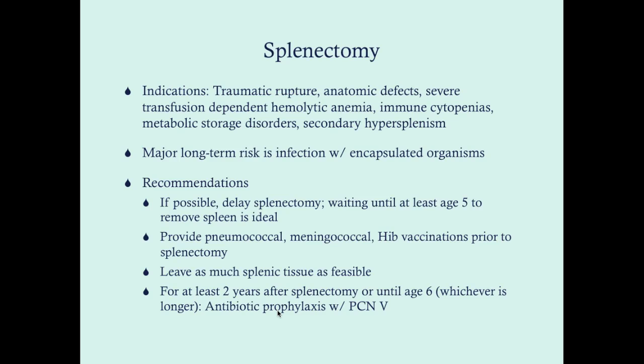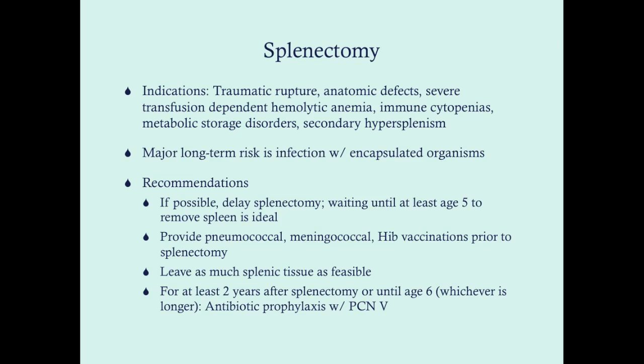And we do antibiotic prophylaxis with penicillin V, which can be taken orally, 125 milligrams if they're younger than age 5, twice a day, 250 if they're older than 5, again, twice a day. If they are allergic to penicillin, you could probably substitute it with something like erythromycin, which basically does the same thing.